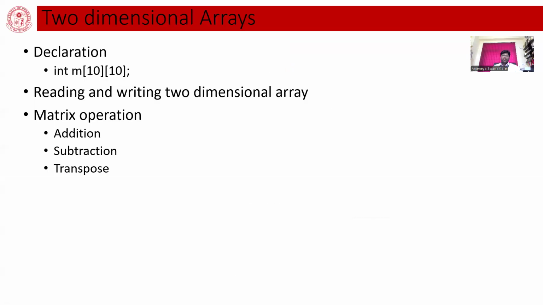In this lecture, first we will focus on two-dimensional arrays. How do you declare them? If you want to declare a single-dimensional array, you will say int m of 10. If you ignore the second dimension, it is a single-dimensional array. If you want to declare a two-dimensional array of 10 rows and 10 columns, you declare something like int m[10][10]. The first 10 is the number of rows and the second is the number of columns.